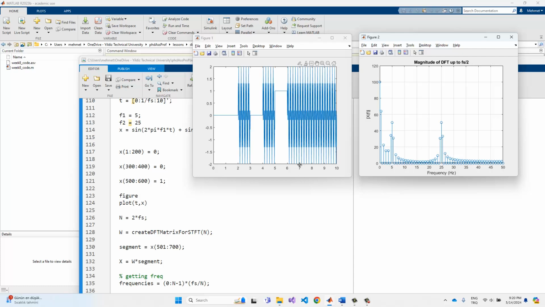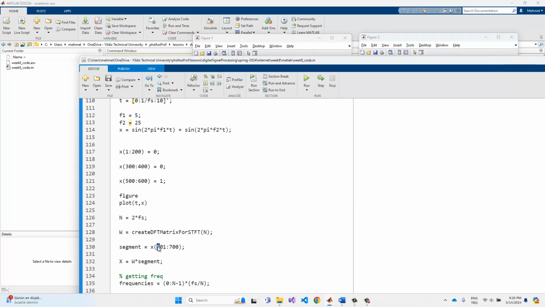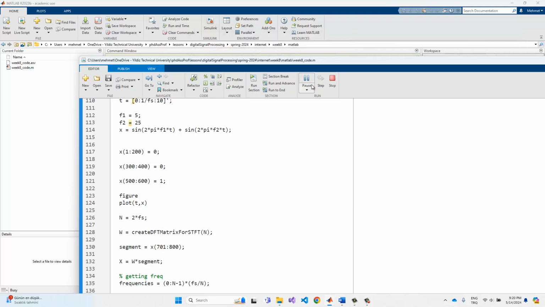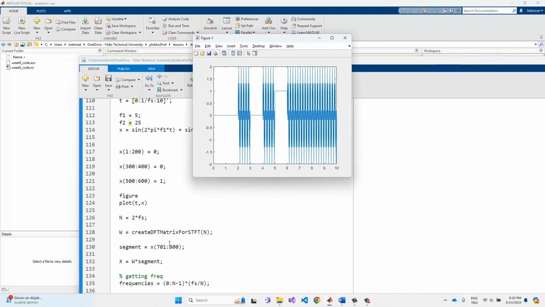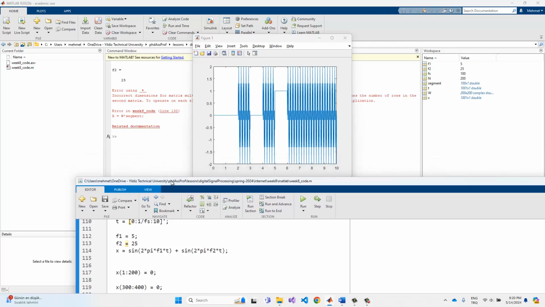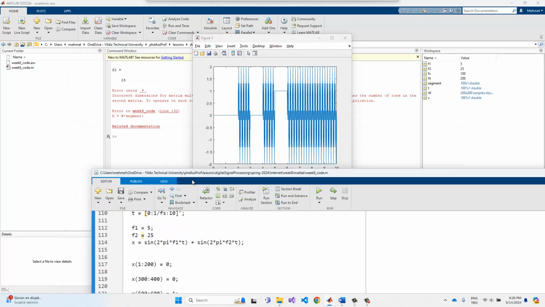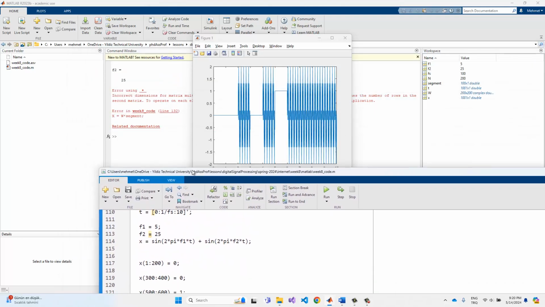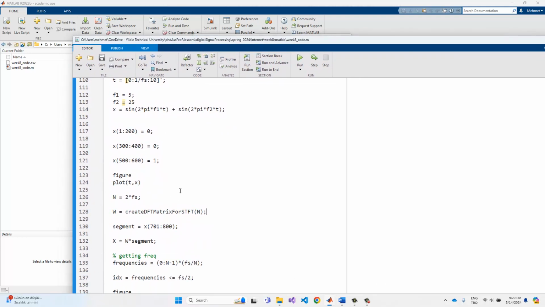After 7 to 800 here, we can reach the total number. I'm sorry, we have a problem here. The x segment is 900.